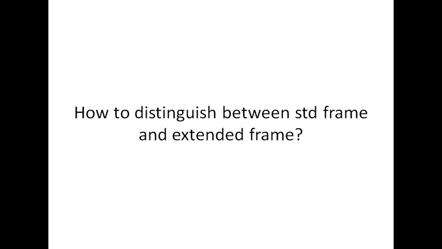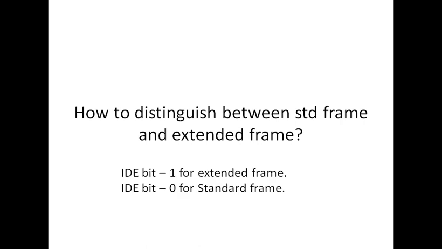How to distinguish between a standard frame and an extended frame? A standard frame has an 11 bit identifier and an extended frame has a 29 bit identifier. Now, how to distinguish whether the incoming frame is a standard frame or an extended frame? That can be distinguished with the help of the IDE bit. If the IDE bit is 1, then it is an extended frame. If it is 0, then it is a standard frame.